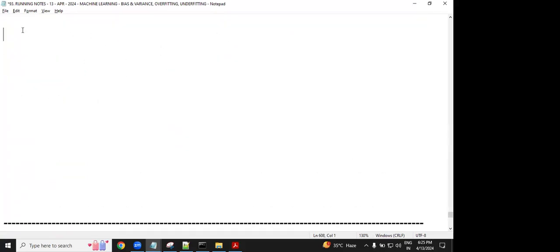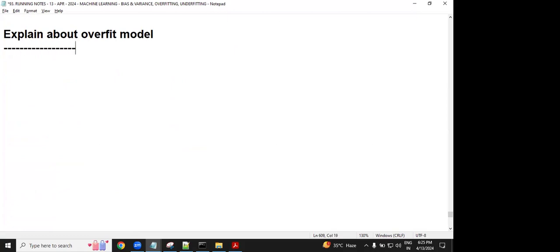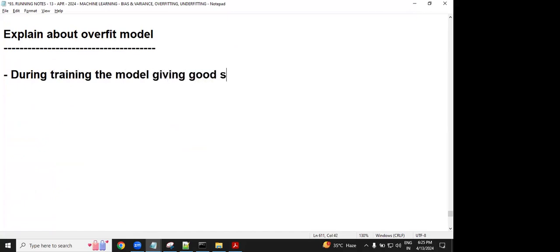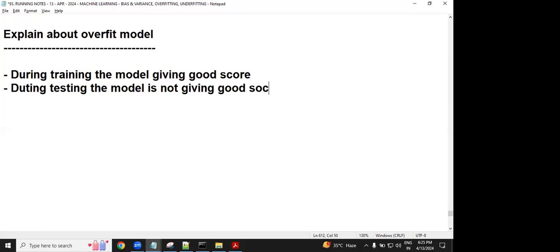During an interview: explain about the overfit model. What do you mean by an overfit model? Let me just try to write. During training, the model is giving a good score, but during testing, the model is not giving a good score. This is called an overfitted model.